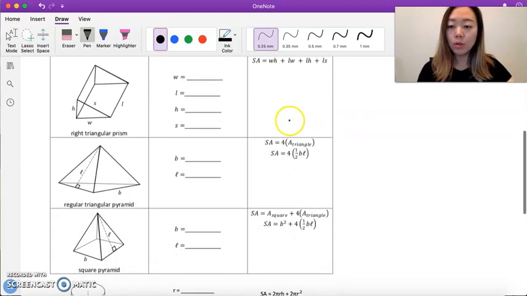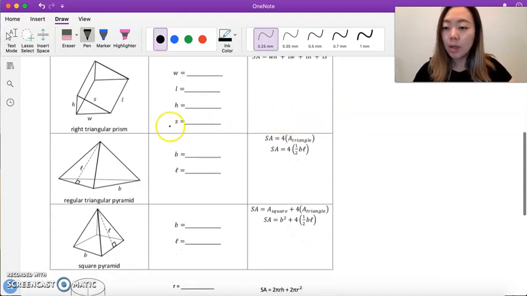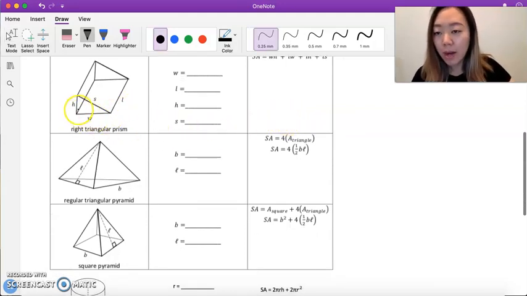Okay, so moving on to a right rectangular prism. A right rectangular prism has a right angle right here, right triangle, and then it's basically a 3D right triangle. So let's start with the width. The width is 4 centimeters.